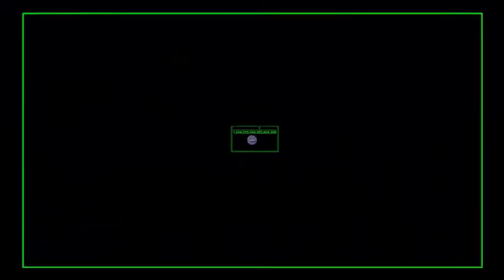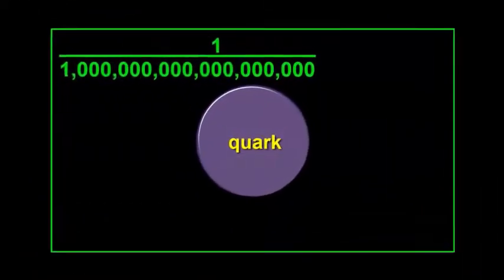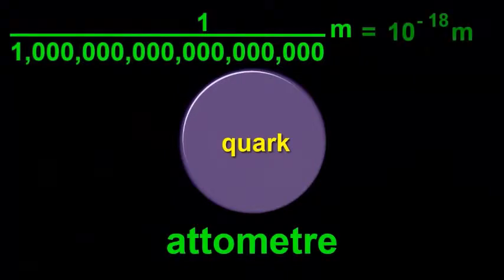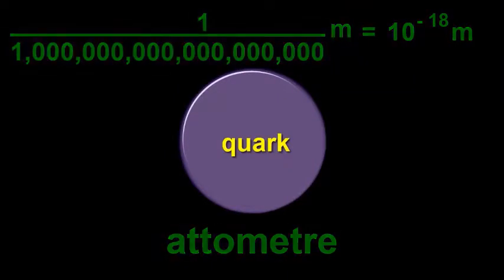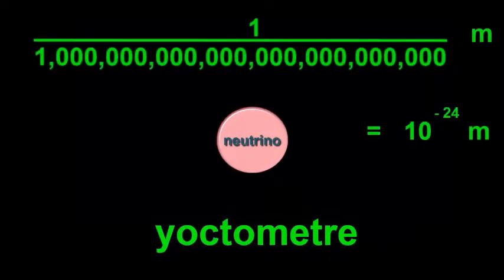Anything smaller than a proton or a neutron? You bet. Quarks are a quintillionth of a metre, with 18 zeros on the bottom, also called an attometre. 10 to the negative 18. And neutrinos are a septillionth of a metre, with 24 zeros on the bottom, also called a yoctometre. That's 10 to the negative 24.